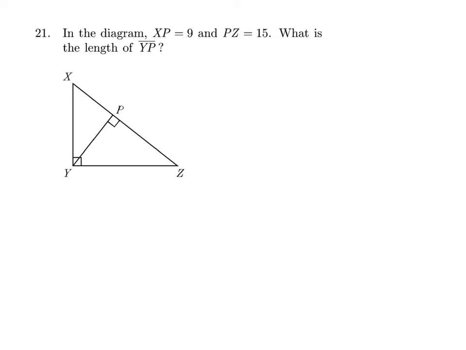All right, in the diagram, XP is 9. PZ is 15. What is the length of YP? Okay, well, let's see what we have to work with here. Here we have a right triangle, and then they drew the altitude, essentially. So it's going to the hypotenuse and forms a right angle. So we essentially have three similar right triangles here. Okay, so let's work with the smaller one.